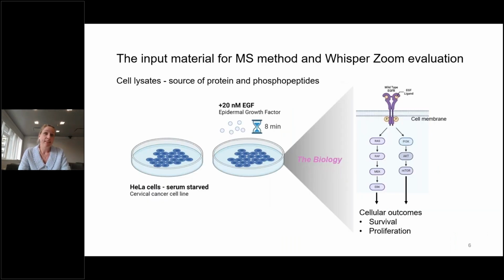So for this comparison and the method optimization, we of course need a source of protein and a source of phosphopeptides. And here we use cell lysates, and I have used HeLa cells that were serum starved and then stimulated with EGF for 8 minutes. And if we dive into the biology of what's happening in the cell dish, we have activation of the receptor tyrosine kinase, EGFR, which leads to its dimerization, autophosphorylation, and then activation of downstream signaling cascades, which mainly involves a lot of phosphorylation.